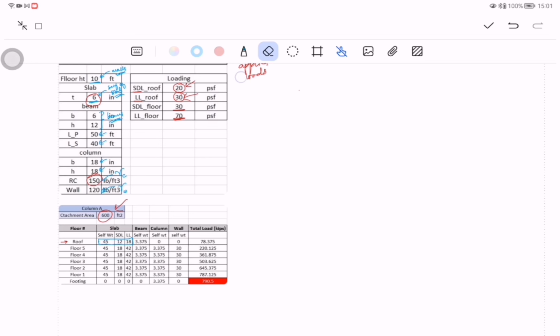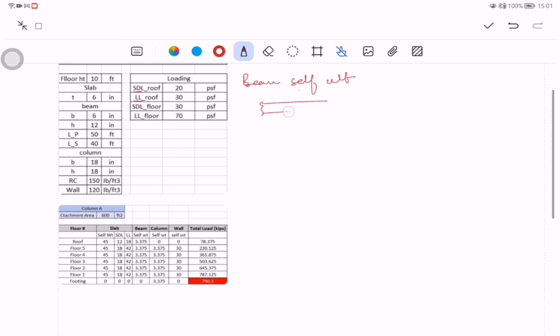Let me clean my board and let me clean these overwrites. Yeah, it's more tidy now. So now the beam self weight, because whatever we have done, we have transferred the load but not the self weight of the beam. So in order to transfer the self weight of the beam, we remember one thing: beam is cast with slab. So the height of the beam includes the thickness of the slab as well. So this is H and this is B.